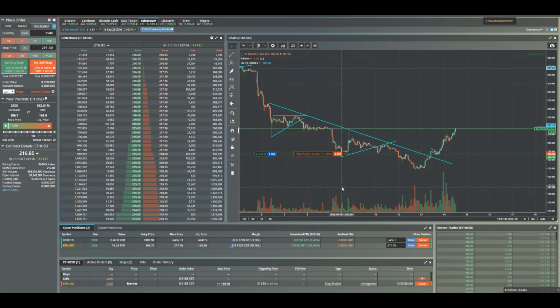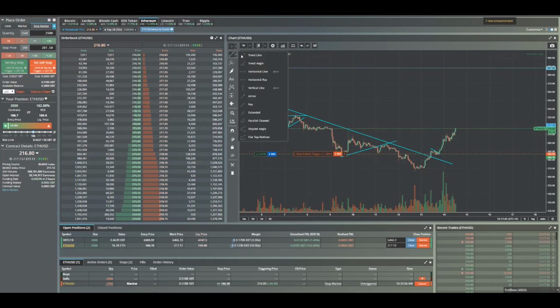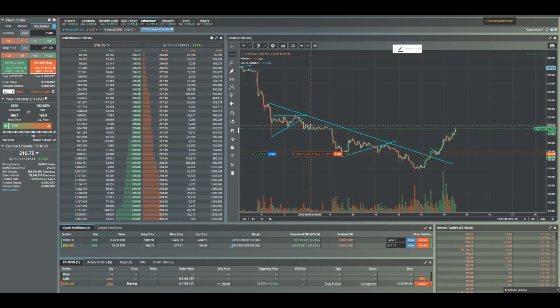Just want to make this quick test recording. Let's see how we're going. Just having a look at our little ETH trade. Currently running on a bit of horizontal support and resistance just here. Let's take a look at how we're going.